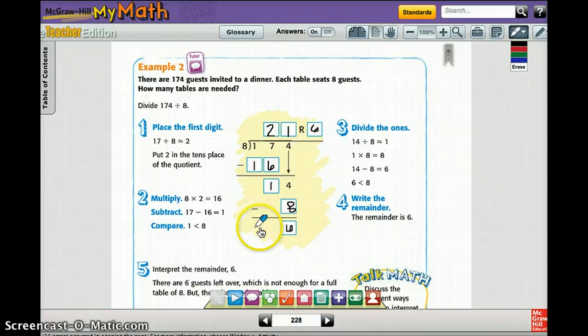So in this case, that means there's 6 guests who don't have a seat or don't have anywhere to sit for dinner. So that means if we're interpreting that, that would be a case where we need to round up, because we don't want to leave people out. So remember, she said that was a tip for thinking about when to round up. So we would have to have another table because we have 6 people that need a table still.